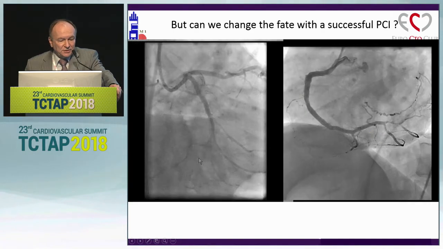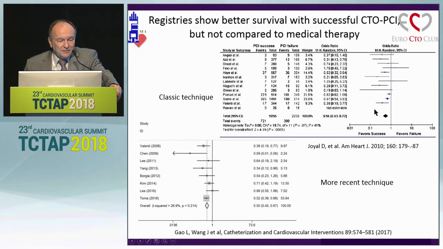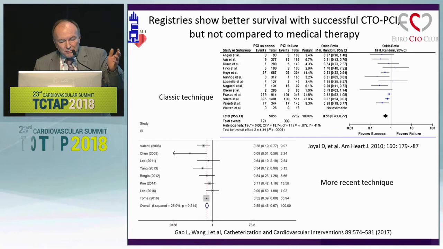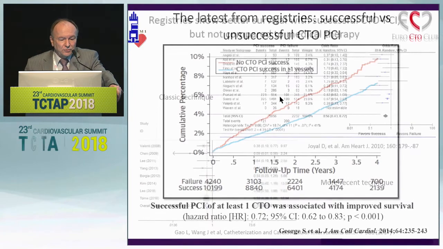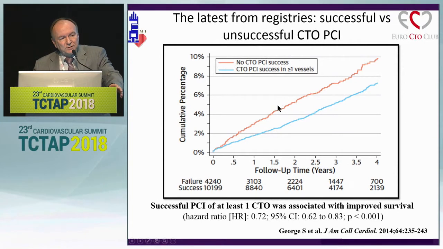But the main question is, can we change the fate by opening the CTOs in this patient? There is an abundance of registries, now several 30,000 patients in various meta-analyses presented here with the classical technique, pre-DAS era or post-DAS era, where we all see in the meta-analysis an improvement of survival. Also, the caveat is, it's not compared to medical therapy, it's always compared to unsuccessful PCI. And that, of course, is a problem. But we have no randomized trial to confirm these findings.